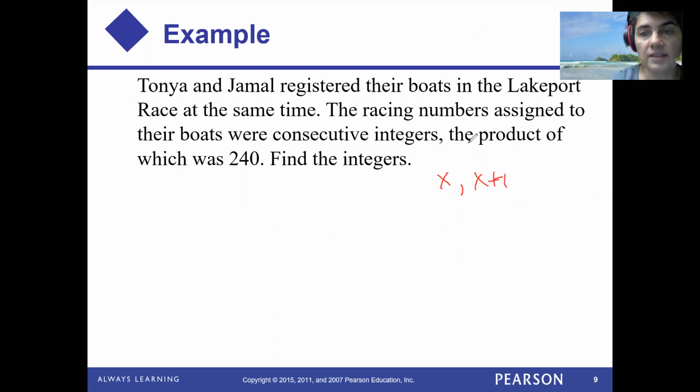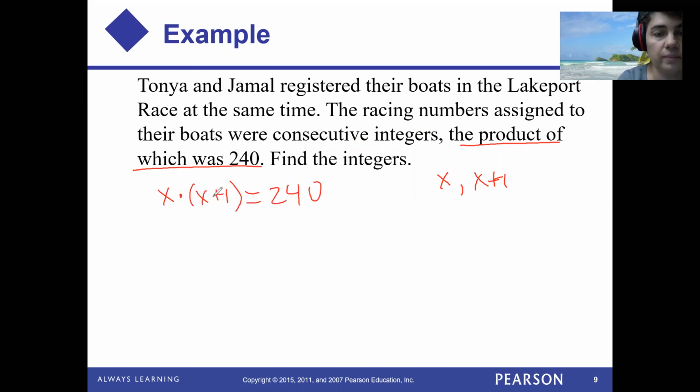So let's see what it says. It says the product of the consecutive integers is 240. This means that x times x plus 1 would equal 240. Okay. So you need to find x. What do you need to find? X, the value of x. So x equals question mark.